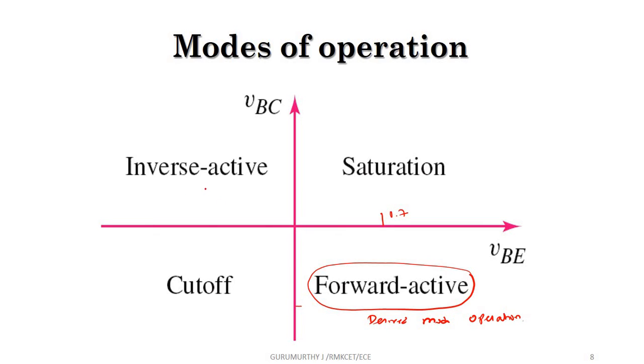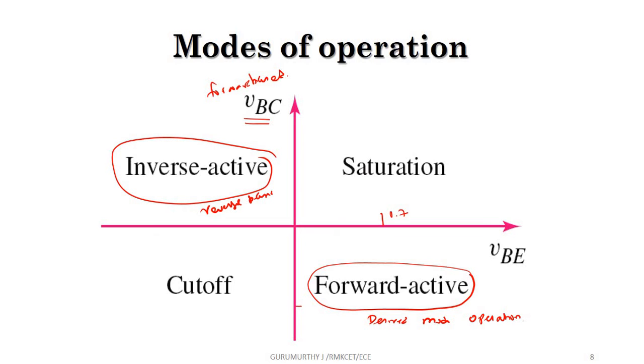If you consider the other extreme, when the base emitter voltage is negative, the transistor is reverse biased. Base to collector junction is forward biased, and base to emitter junction is reverse biased. So it is called the inverse active region, and it is not desired to be operated. The transistor should not be operated in this region.